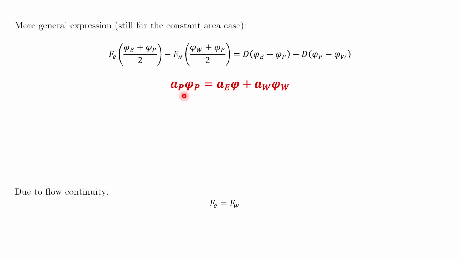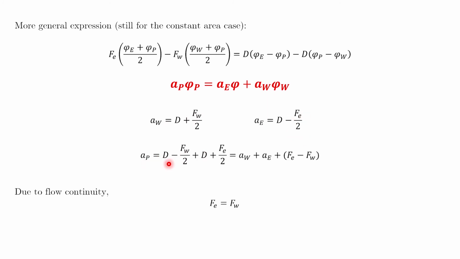Now if we cast this equation in this AP phi P form, again there's an E missing from here, so I'm sorry about that. In this case, AW would be D plus Fw by 2 and AE would be D minus Fe by 2. And if you go for this AP now, the AP would come out as D minus Fw by 2 plus D plus Fe by 2, which is not exactly equal to AW plus AE.